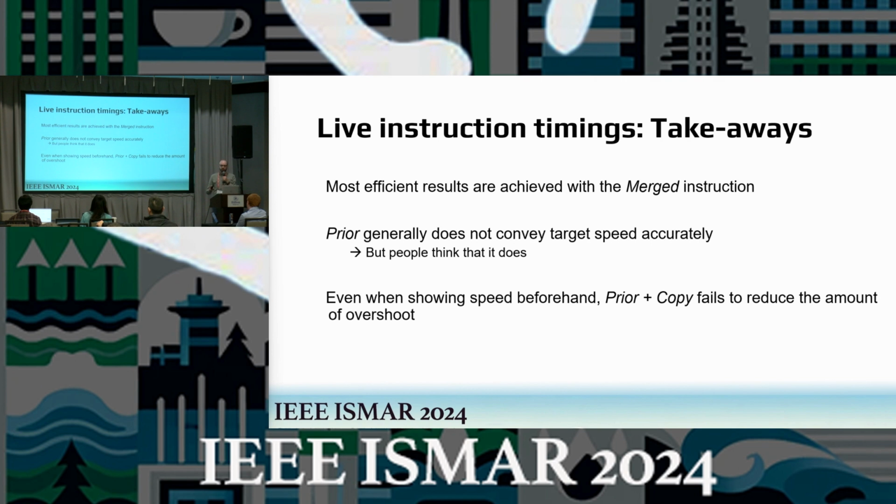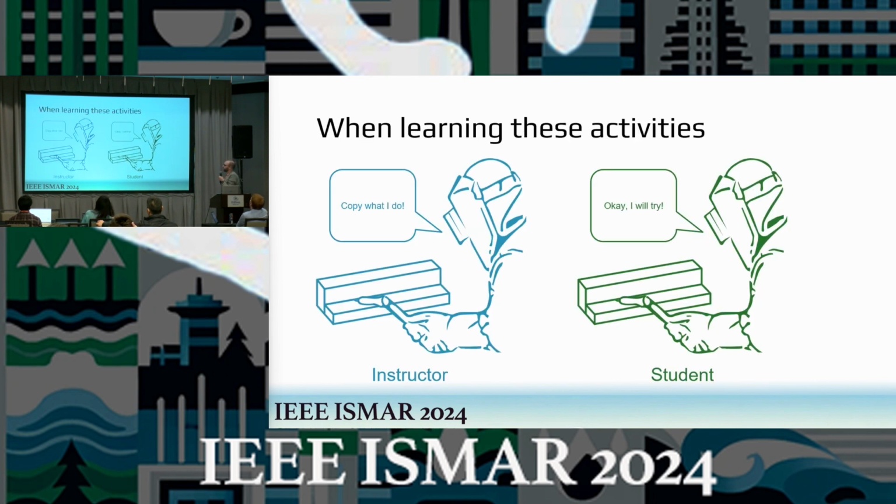So, some general takeaways. I'm going to go over them fast because I don't want to spend too much time. The important thing we saw was that the efficient results were with merged, and prior doesn't convey the speed accurately, even though people think it does. We also noticed that prior copy doesn't do much: they've already done the speed and everything, they're doing it wrong anyway, and they're still going to be surprised when it starts. This is a problem, because when you're a new welder, or new to any activity, an instructor tells you, just copy what I'm doing, and then you'll do perfectly fine.